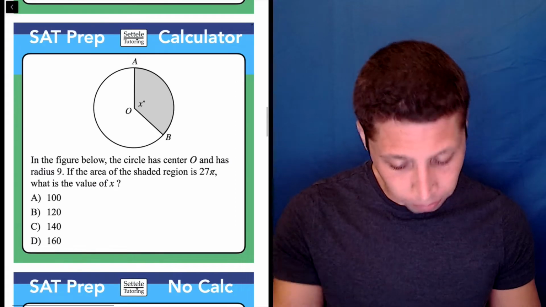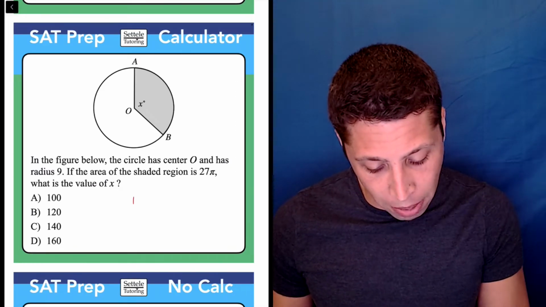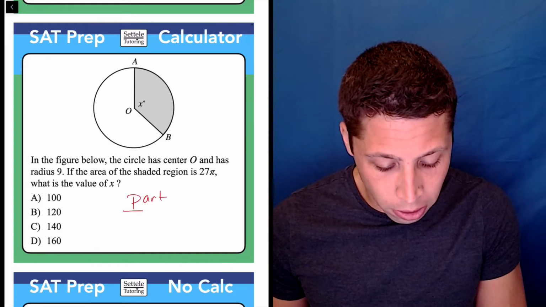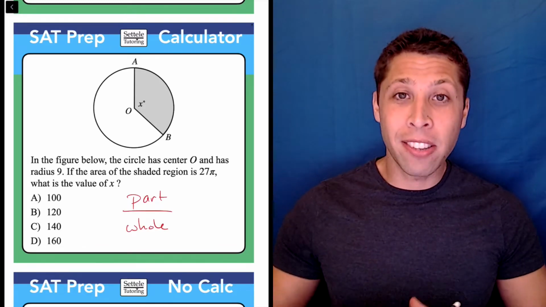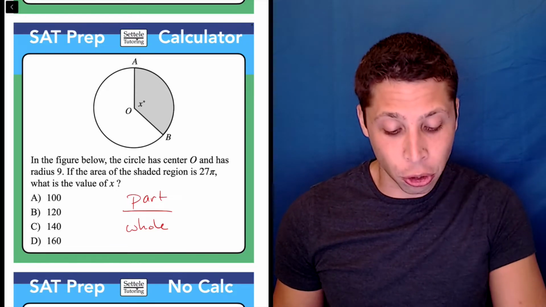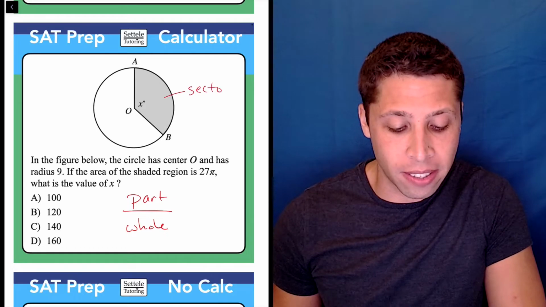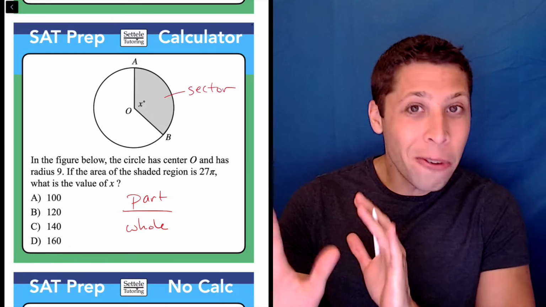Question 4. Perfect. Without even reading anything, I know exactly what I need to write on my page. Part over whole. Basically, that is an overall formula that we use when we have circle sectors, and that's what this is. It is a sector of a circle. Now, I don't care. I don't even know yet. I haven't read the question.